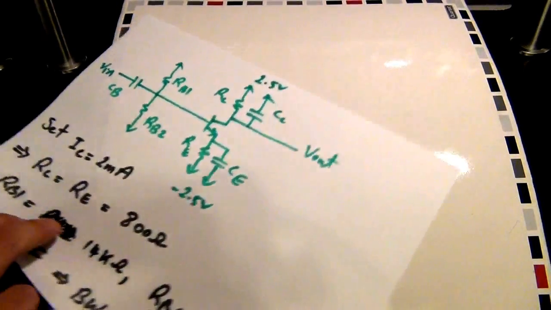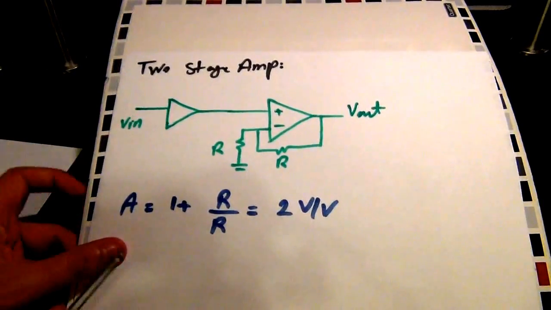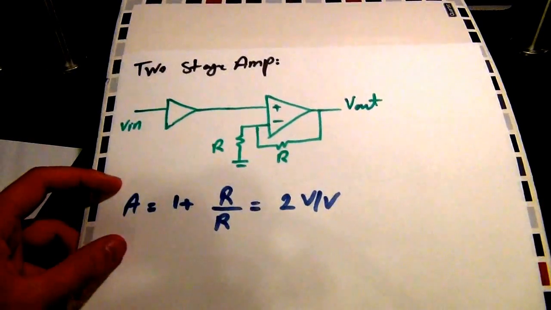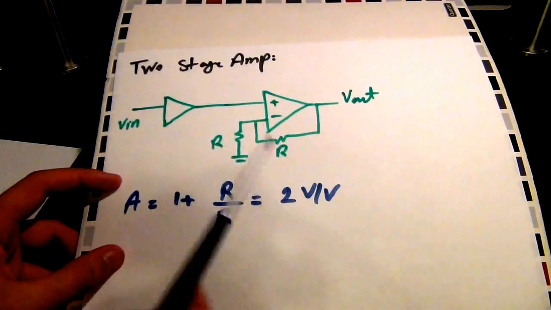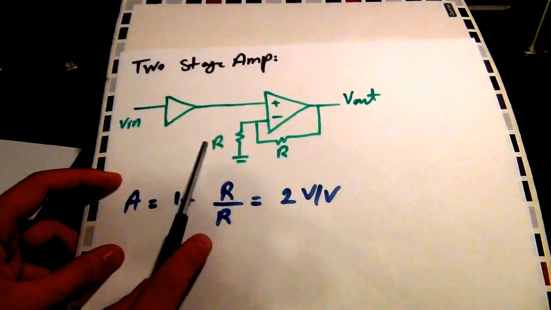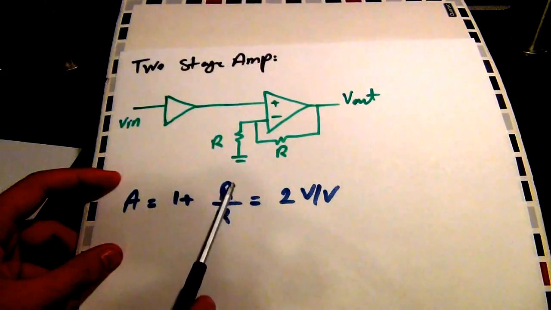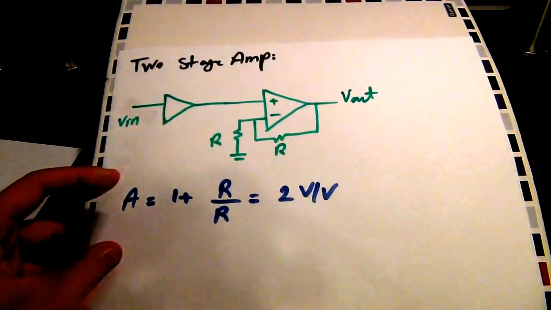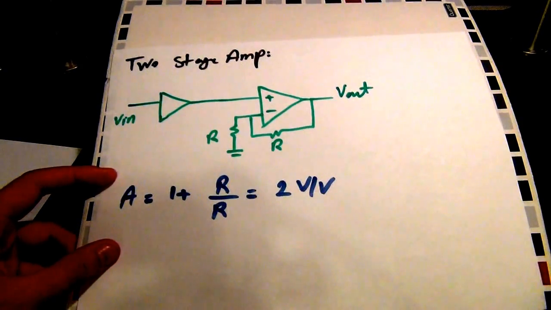And in order to do that, we're going to do something very simple. We're going to take our amplifier, this is our common-emitter amplifier, and we're going to connect that to a simple non-inverting op-amp configuration with the value of the resistors to be exactly the same, and the gain of this stage is just 1 plus R over R, which is 2. So 2 times 64, that's 128, so we'll have a gain of about 128.